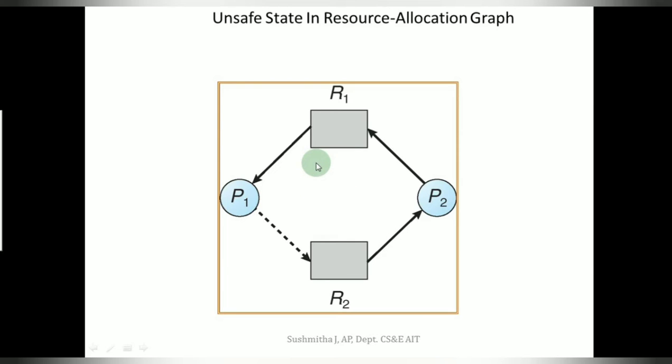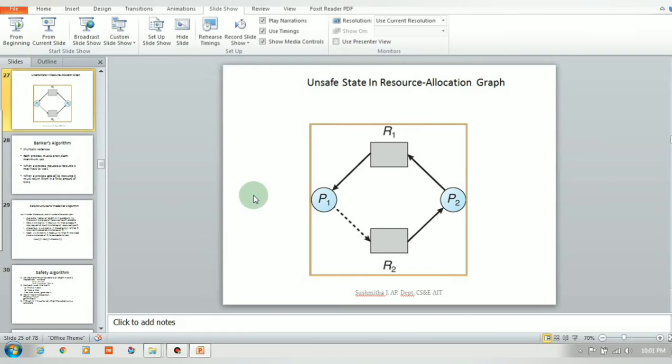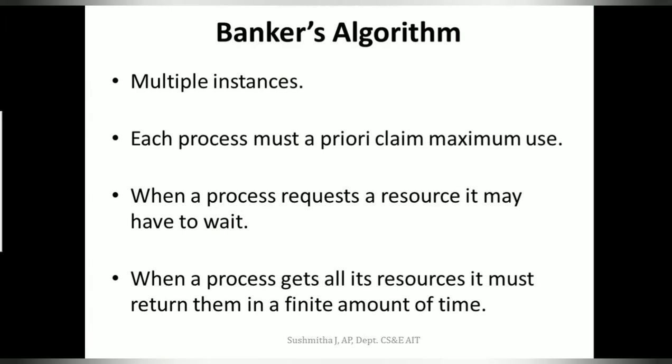By using this resource allocation graph, we can say whether there is a deadlock or not, and this works only for a single instance of the resource. Now practically the resources are not of single instance. How do we avoid deadlock when there are multiple instances of the resource? To do the same, we have our next algorithm, that is the banker's algorithm for multiple instances.